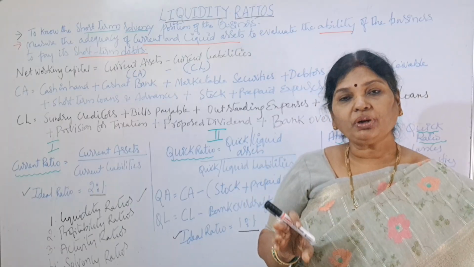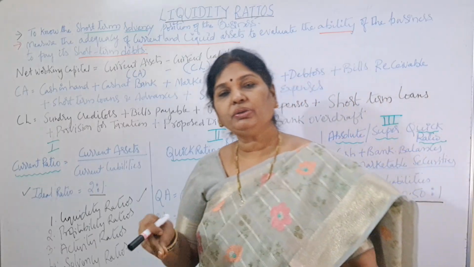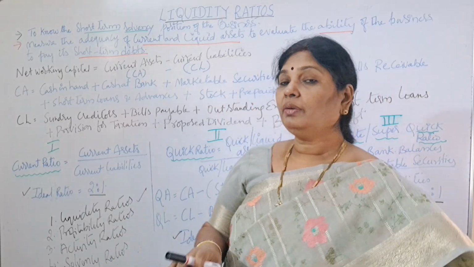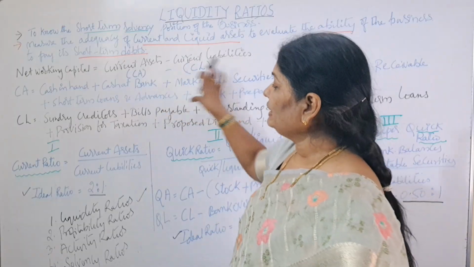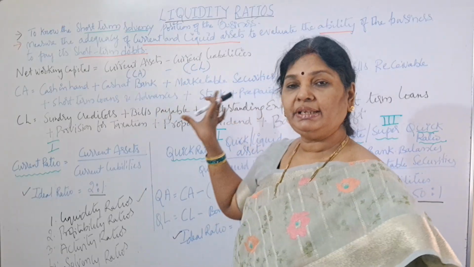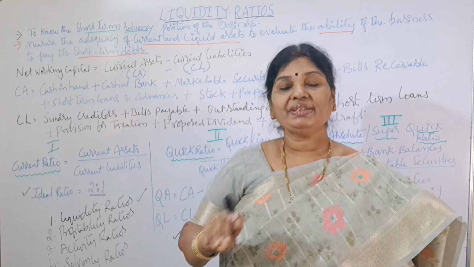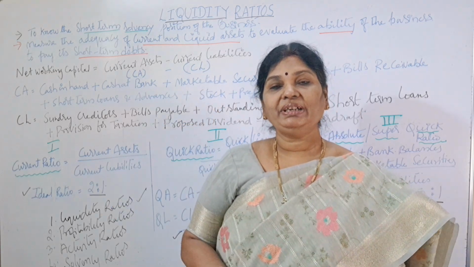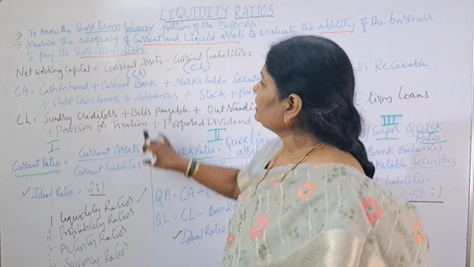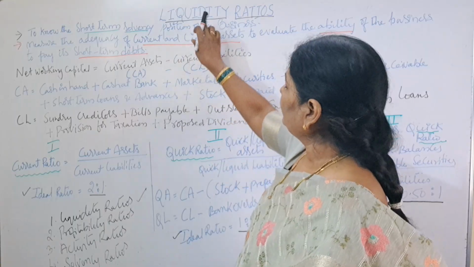See, in an examination problem or any problem you are going to solve from your textbook, that problem does not cover all these current assets and all these current liabilities. If you remember all these current assets and current liabilities, then you can solve any problem in your examination. What's the first formula under liquidity ratios?